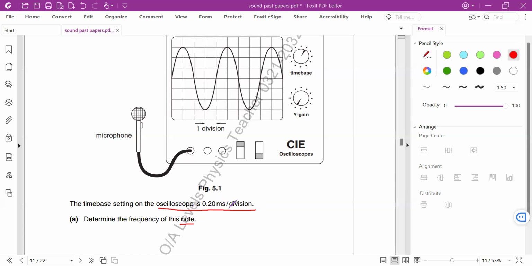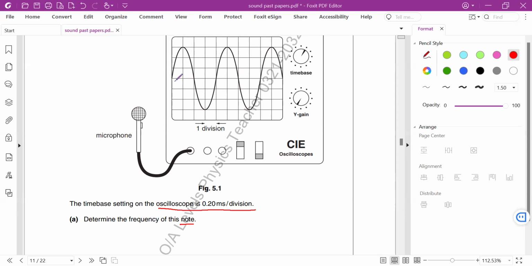One division is 0.20 milliseconds. So we have this CRO, and we have to find the frequency. First we have to find the time period. Remember, frequency is never calculated directly from the CRO. From the CRO, we are able to directly calculate the time period or amplitude.